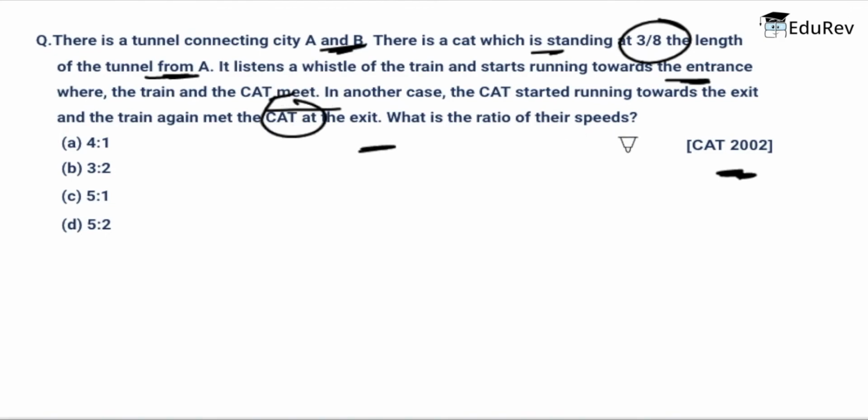So what is the ratio of their speeds? Now let the speed of the train be x. When the train runs x, the cat runs 3. And when the cat runs 5, the train is going to run x plus 8. That is, when the train is running x, the cat is going to run 3, and when the cat runs 5, the train is going to run x plus 8.